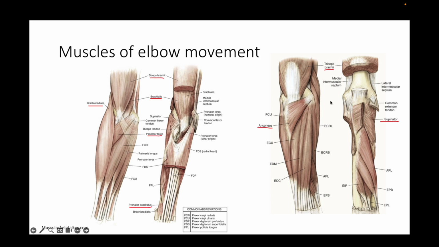This is a posterior view of the elbow. This muscle here is your anconeus. It's got quite a typical look on an MRI or cross-sectional imaging, which I'll show you later. And then you've got your triceps brachii muscle as well, which has 3 heads, but I don't think you'll need to know them. Then you have the supinator muscle, which has, again, quite a typical appearance on cross-sectional imaging.